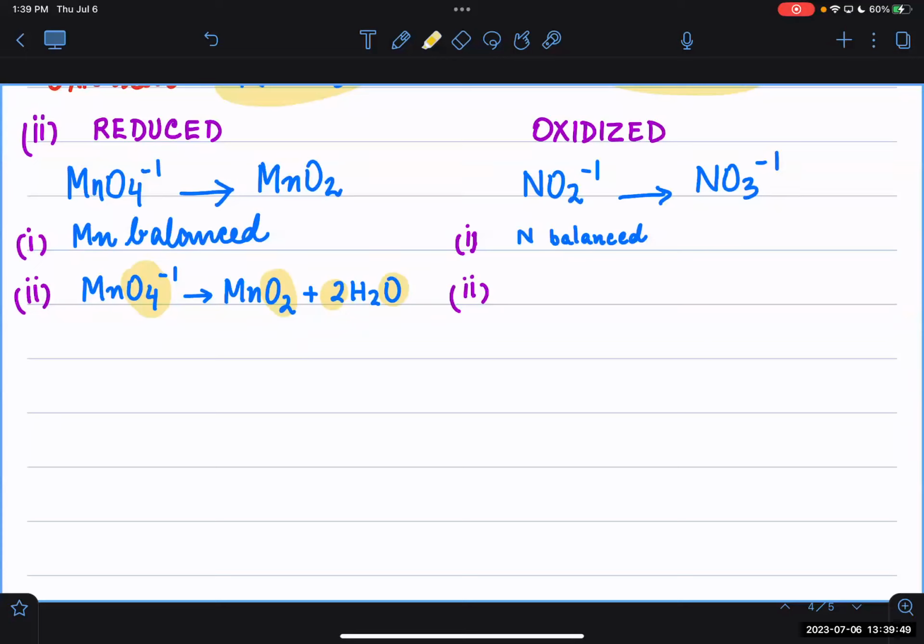Next thing is the other one. NO2 minus 1 plus H2O, correct? And that gives you NO3 minus 1, correct? So here also, you will see that 2 plus 1 is 3, and that is 3. Oxygen balanced. Clear? What's the next step?